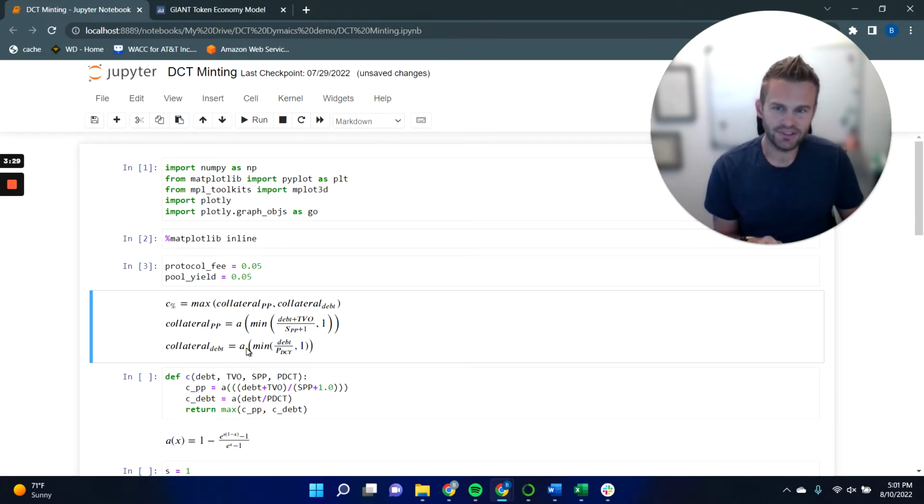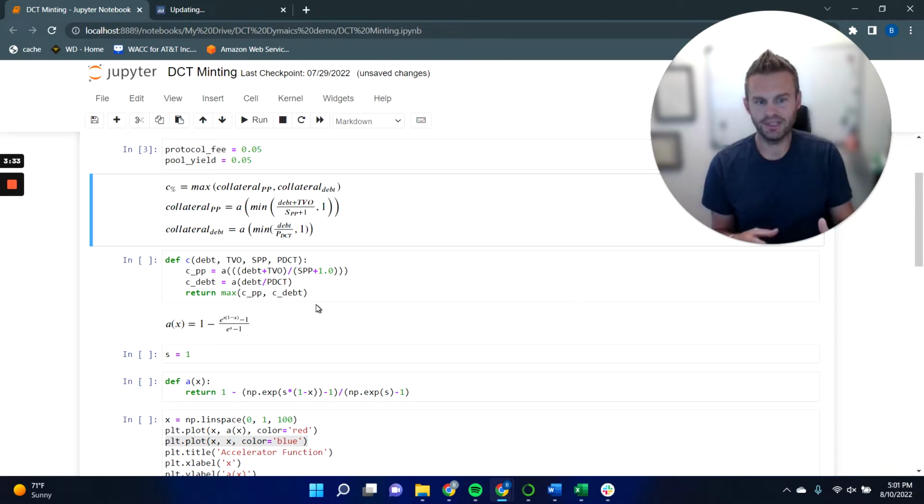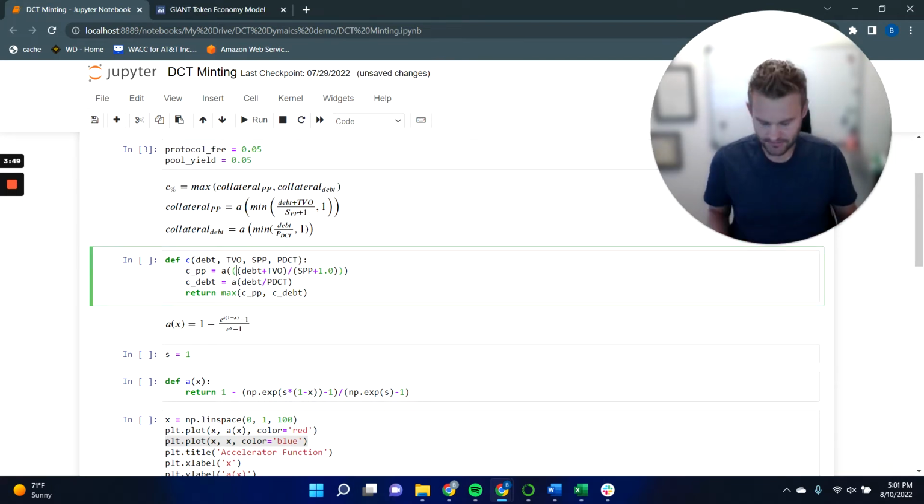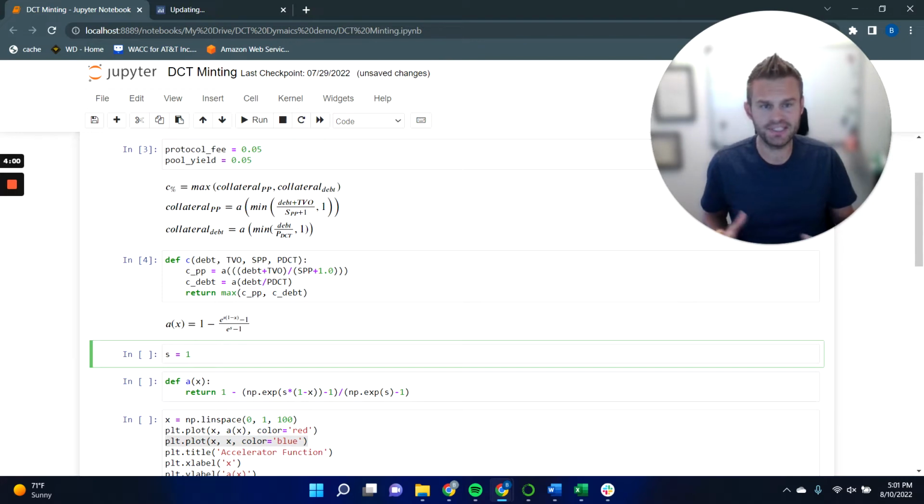But this accelerator function kicks in before that. The accelerator function guarantees that rather than putting 50% aside just to pay off the debt, because there's been that refund in the past, we're going to take slightly more as a precaution to make the protocol safer against future refunds. So what I'm going to do is define this collateral, which includes this A function, and then we have the accelerator function itself. Now, the accelerator function has this S parameter, which we set to be 1. Again, this is in the white paper.